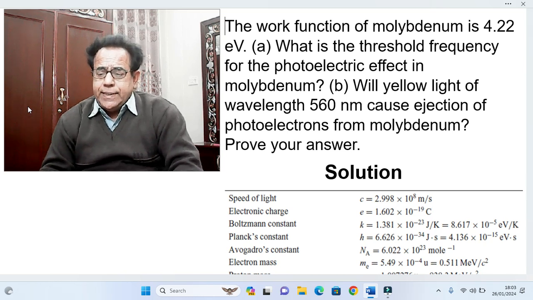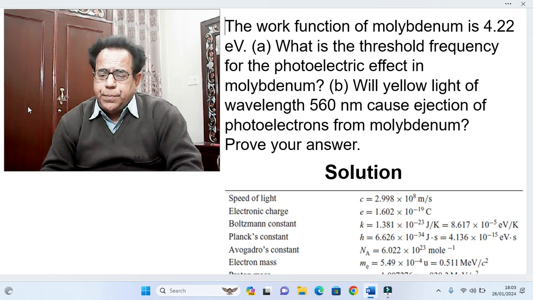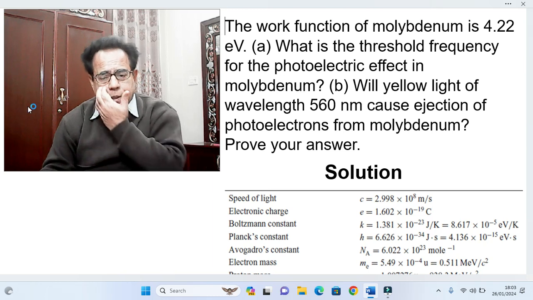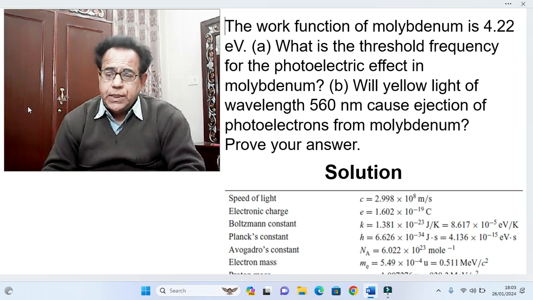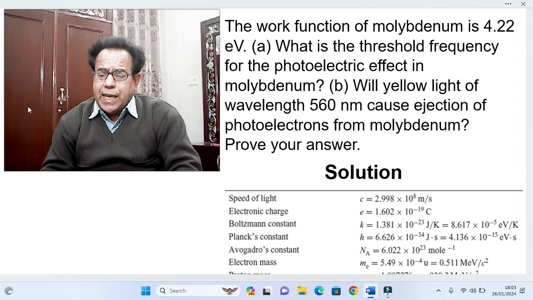Part A. What is the threshold frequency for the photoelectric effect in molybdenum? Part B. Will yellow light of wavelength 560 nanometer cause ejection of photoelectrons from molybdenum? Prove your answer.